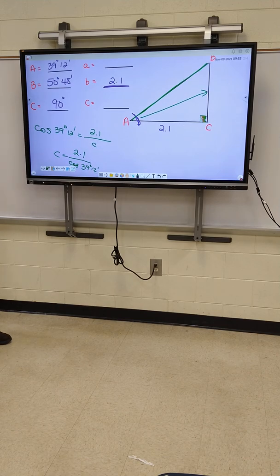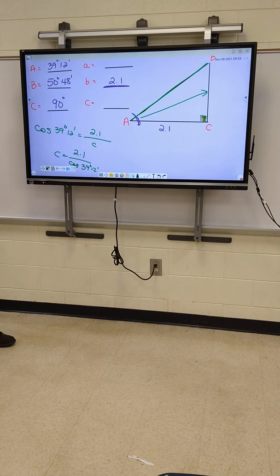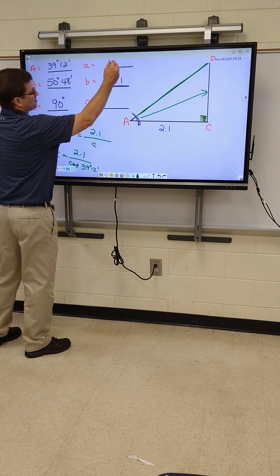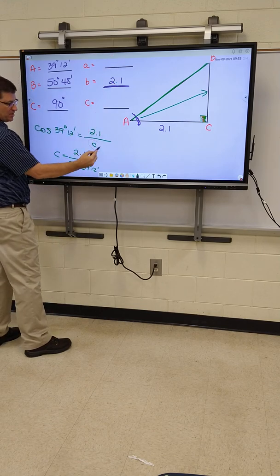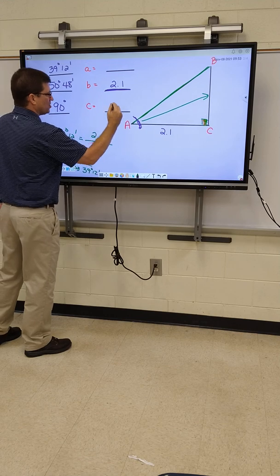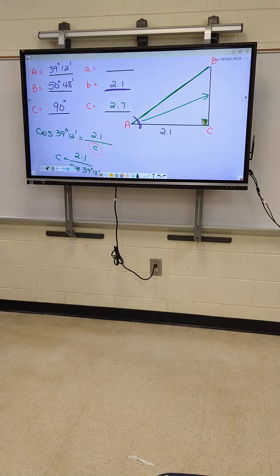2.1 over cosine of 39 degrees 12 minutes. I got 2.7. Did everybody get 2.7? Say it. Well, look, guys, here's my question. Do I put 2.7 in this spot or in this spot? Little c, yeah, little c, because I had little c in my formula. 2.7 goes down here. All right, Hunter, we good?